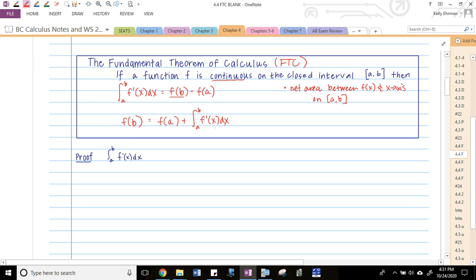All I've done with this equation is manipulate the first equation in FTC. I've just added f of a to the left side and flipped my equation around. So f of b is equal to just this rearranged equation. And again, this is saying f of b equals f of a plus the net change from a to b.